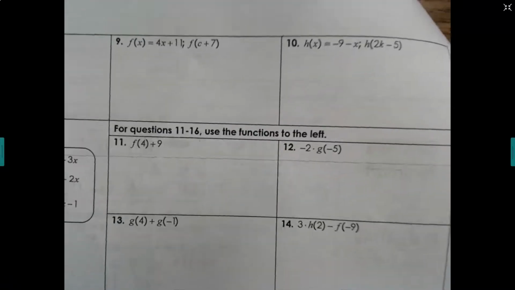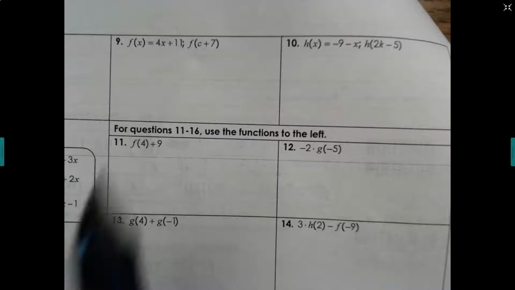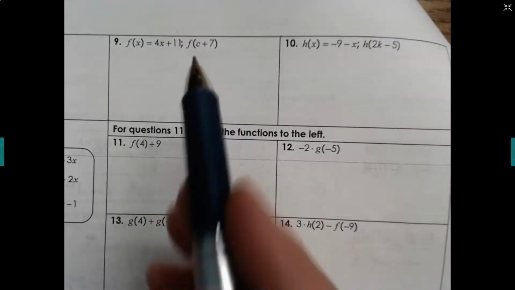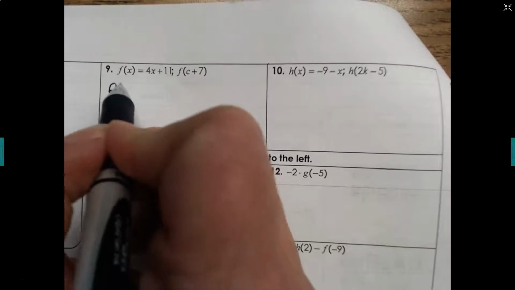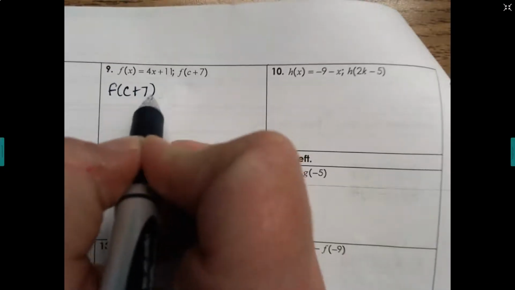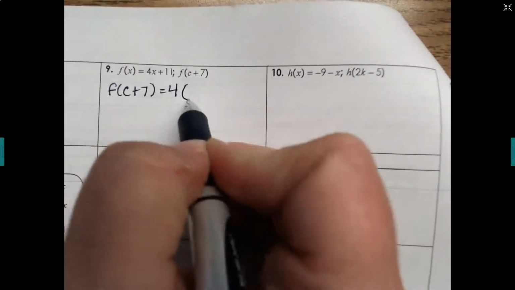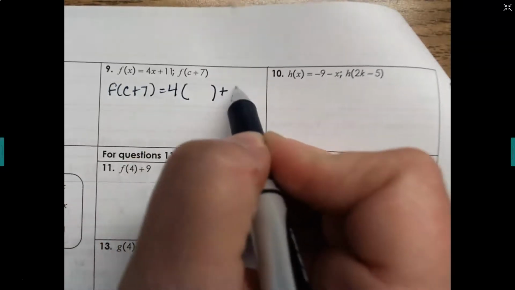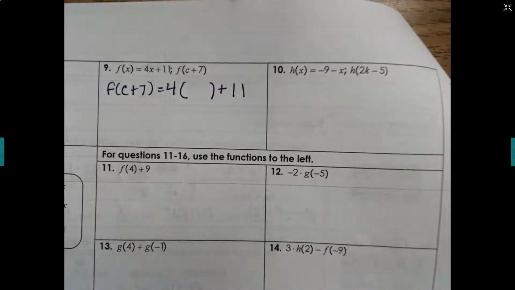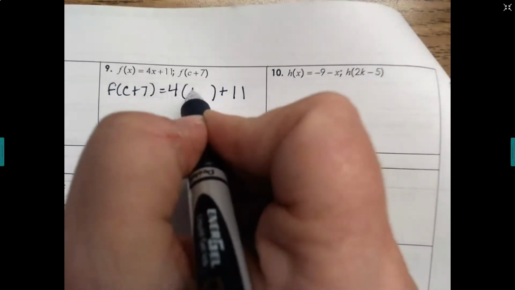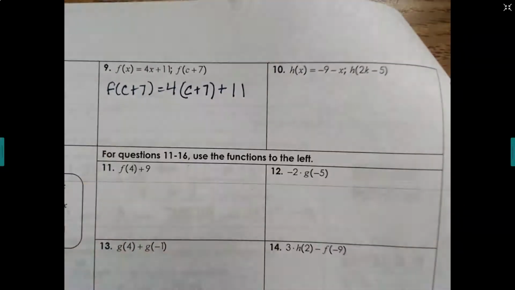All right, so on number 9, f of x equals 4x plus 11. But now I'm saying find f of c plus 7. So instead of a number we're plugging in, we're going to plug in all of c plus 7. So f of c plus 7 equals 4x plus 11. And what we're plugging in is c plus 7.